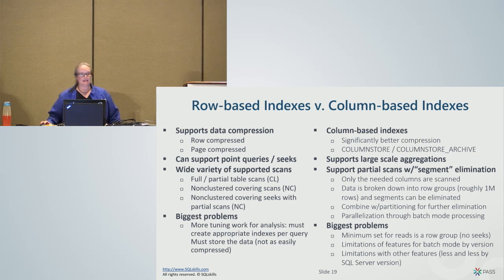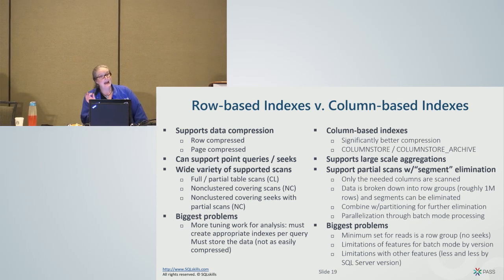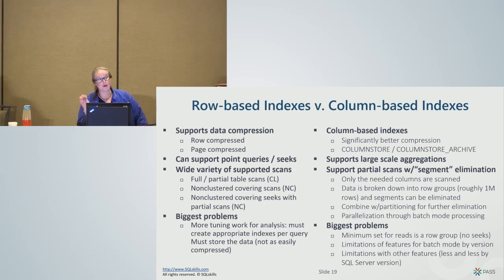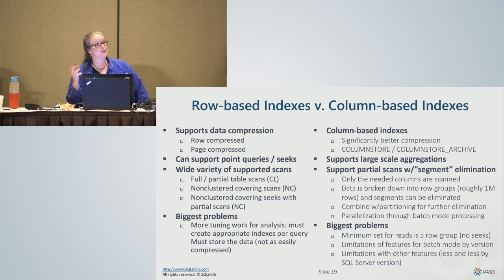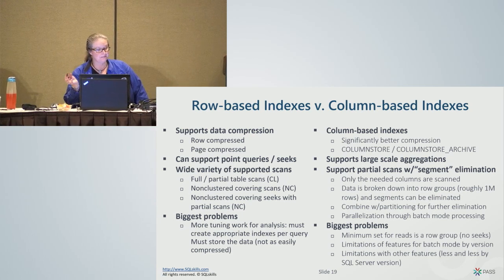Row-based or row store indexes do support compression, and you can do that compression at the partition level, which sounds great, okay? Column store indexes actually have even better compression, and as of 2014, they added an even further archiving level of compression for column store. So that's hugely beneficial, again, for the older data.